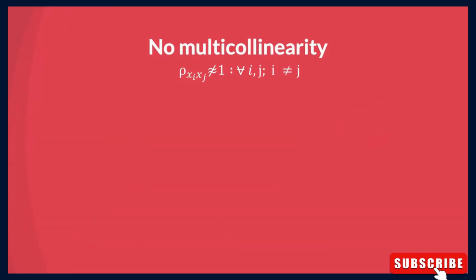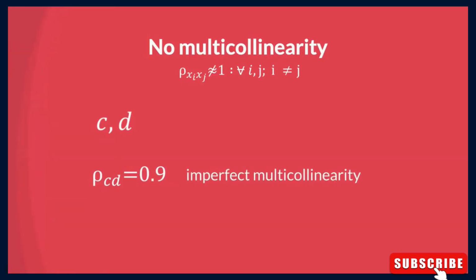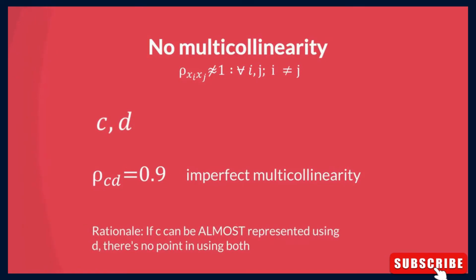Alright, another example would be two variables C and D, with a correlation of 90%. If we had a regression model using C and D, we would also have multicollinearity, although not perfect. Here, the assumption is still violated and poses a problem to our model.